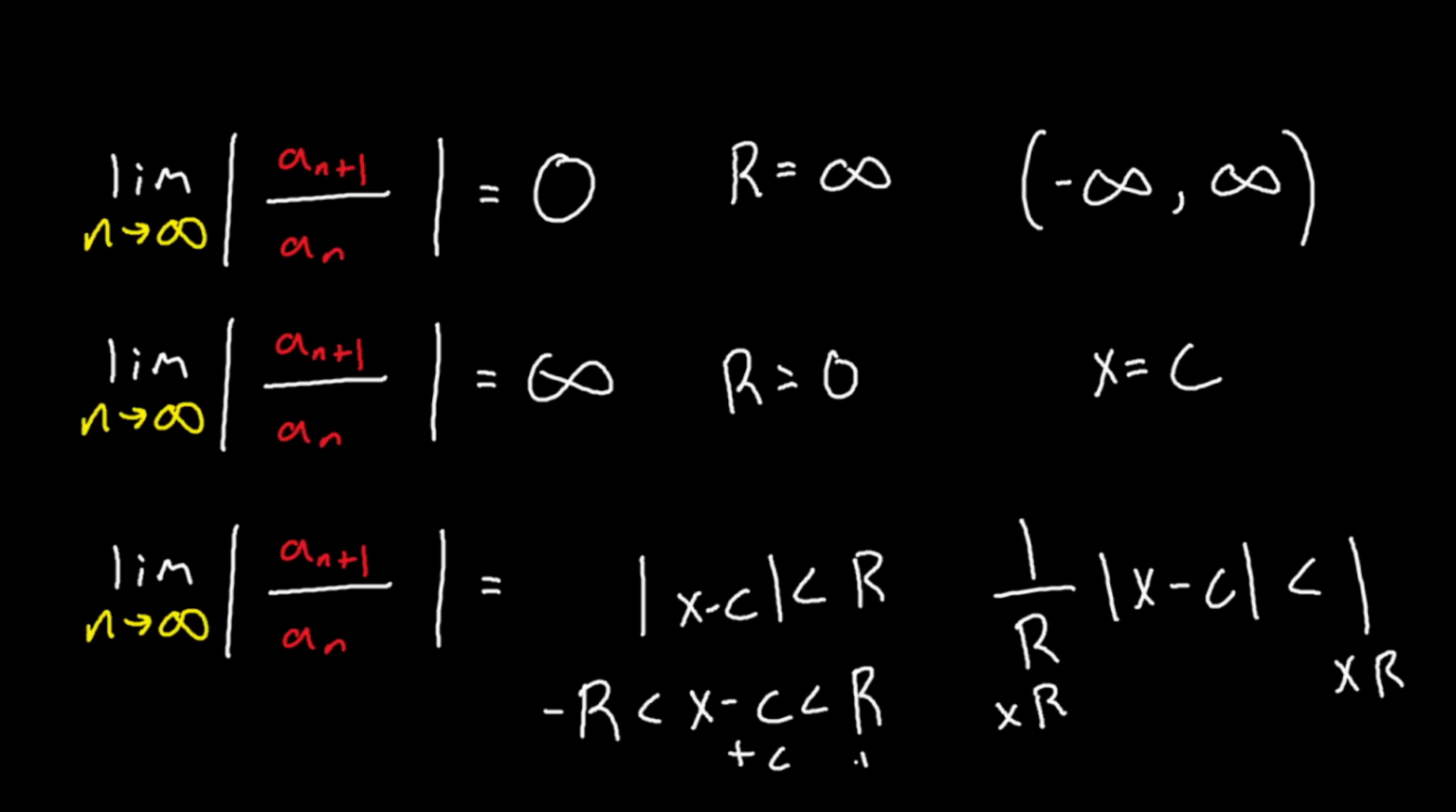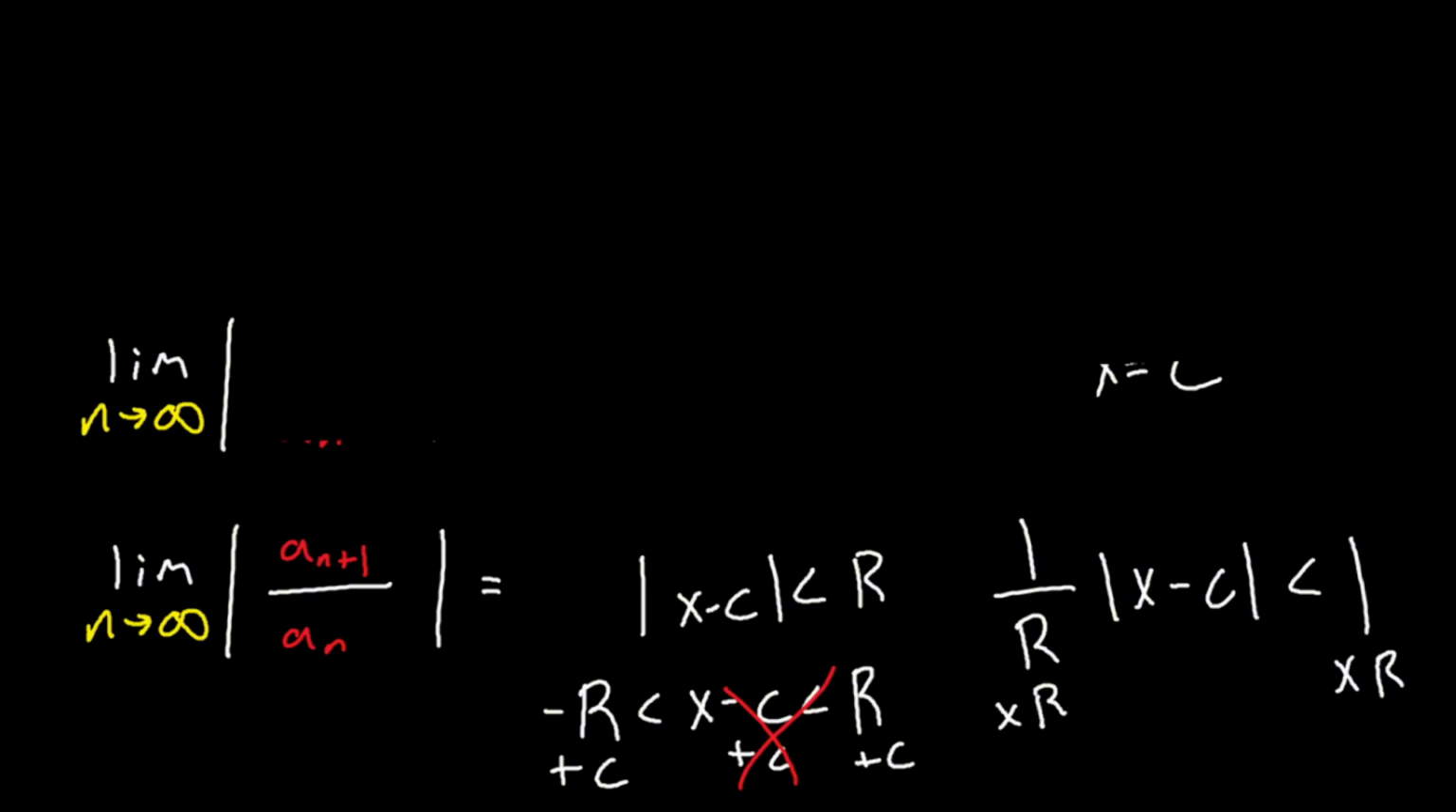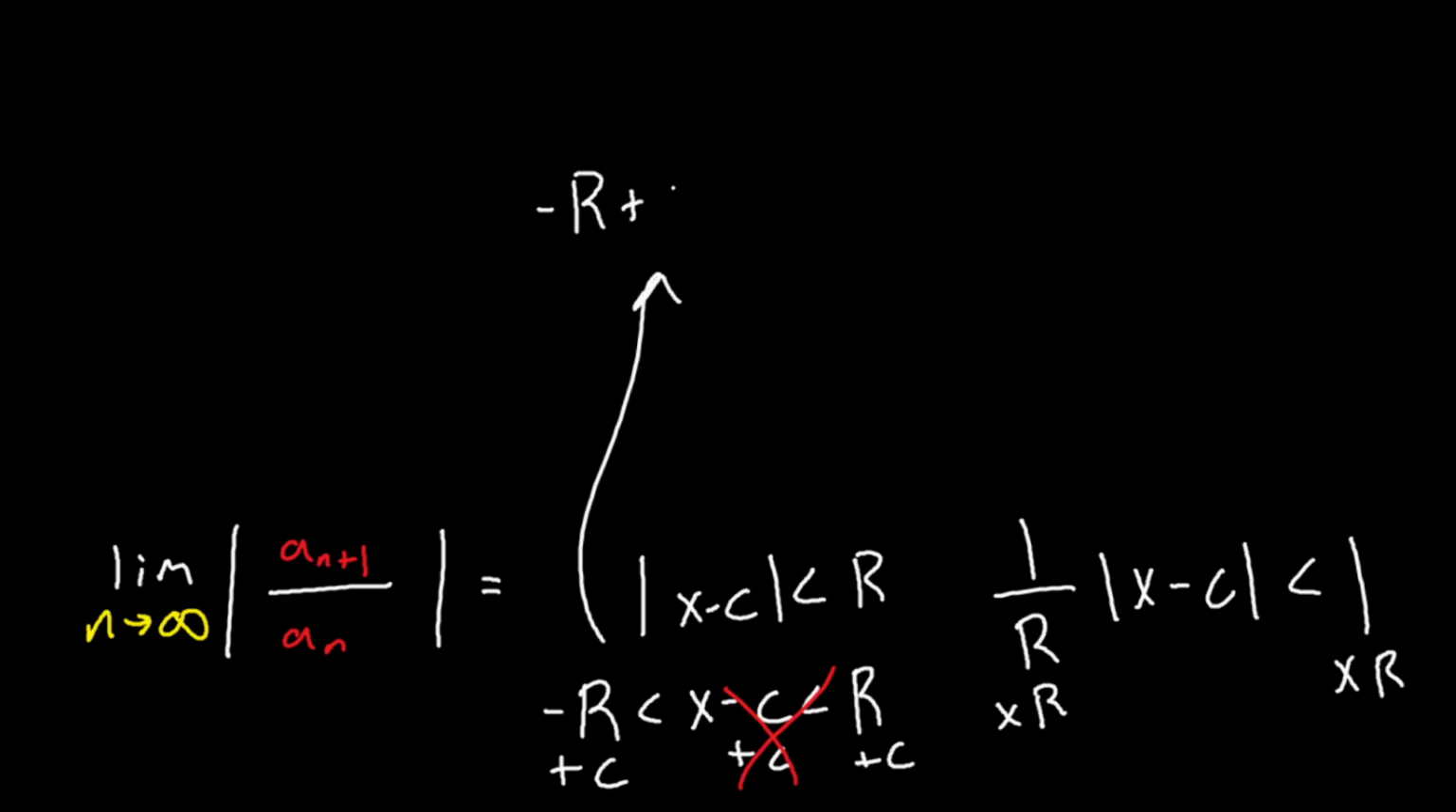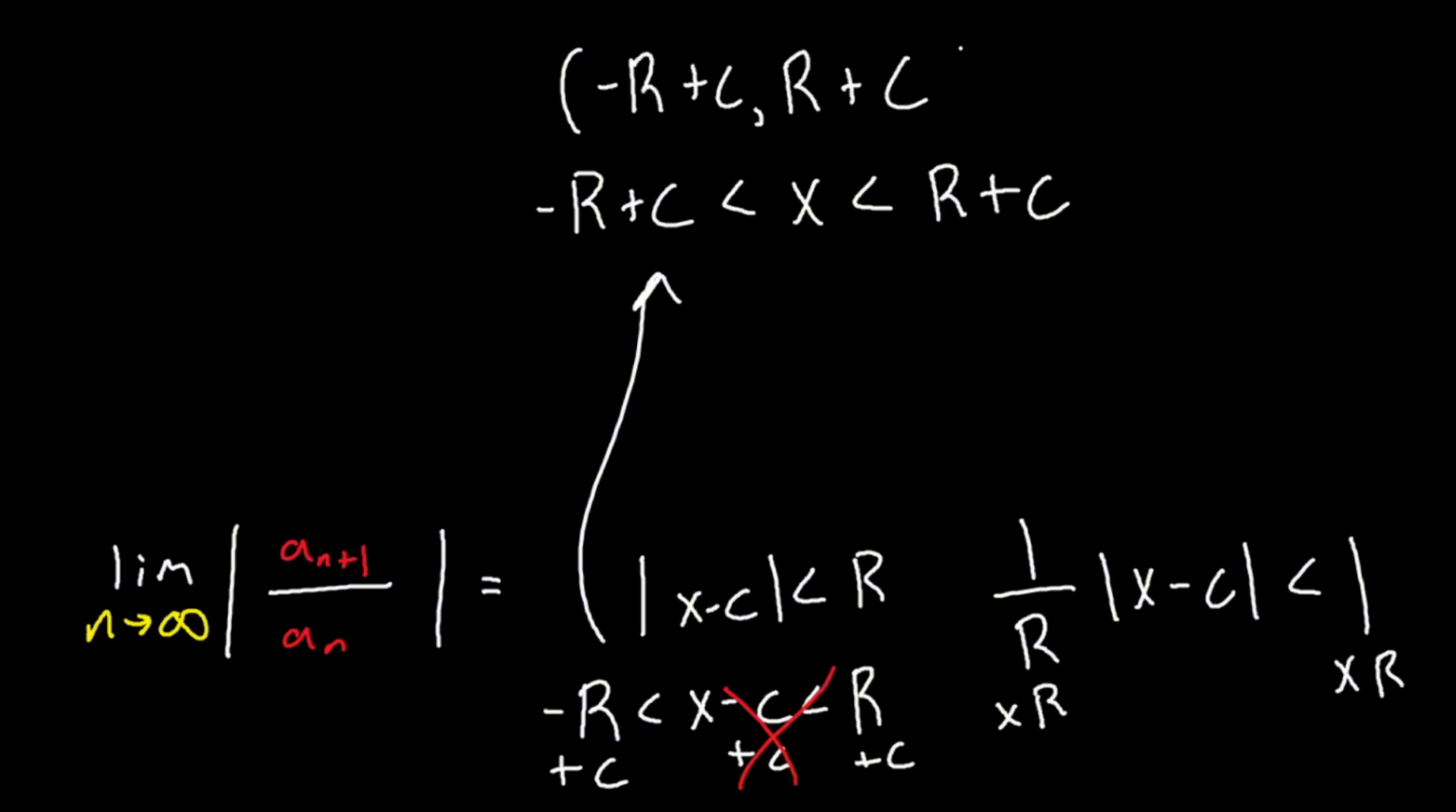And if you add c onto every term here, you would be able to get your interval of convergence. You would just simply isolate x. These c's would cancel out. You just need to memorize those. If you add c onto everything, you should get negative r plus c is less than x is less than r plus c. You could rewrite it as negative r plus c, comma, r plus c. And this right here would be your interval of convergence.